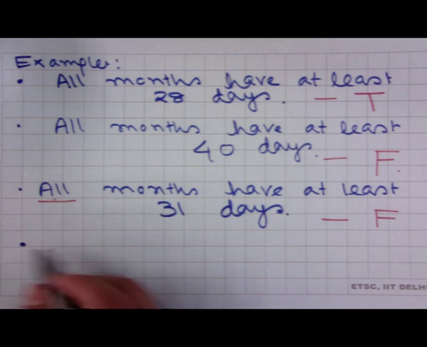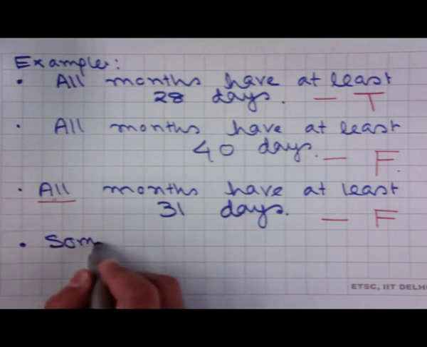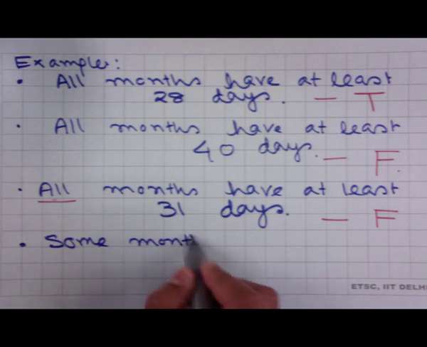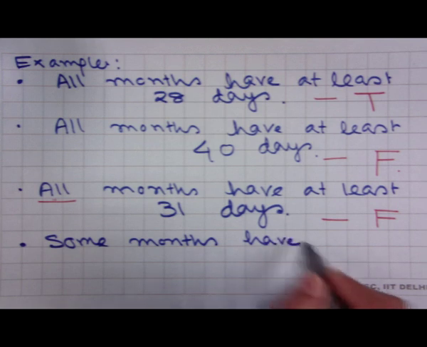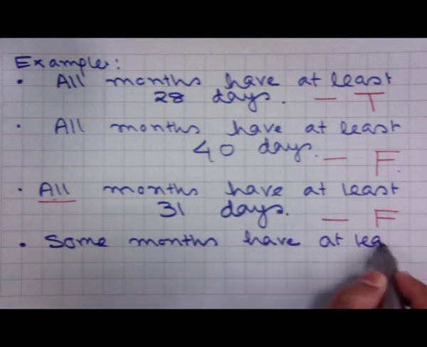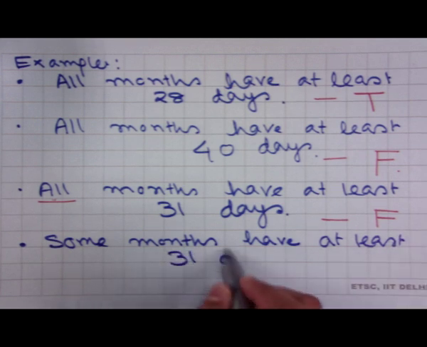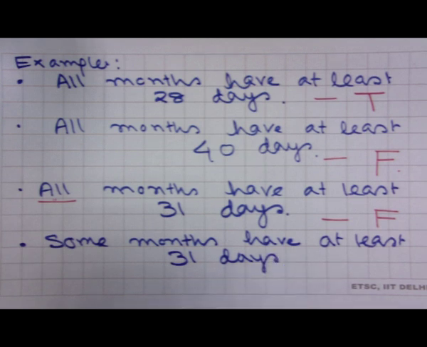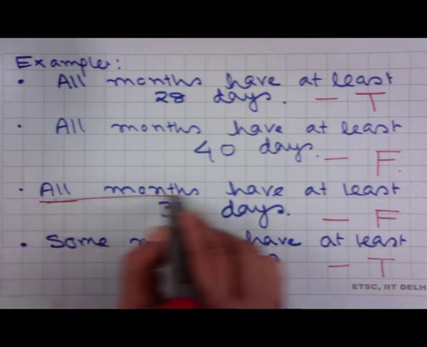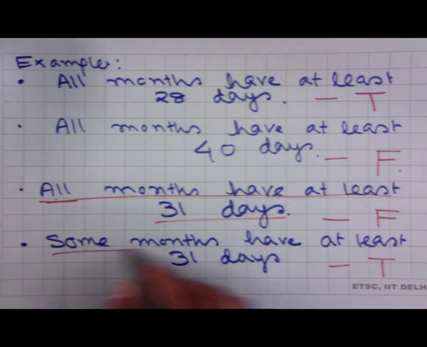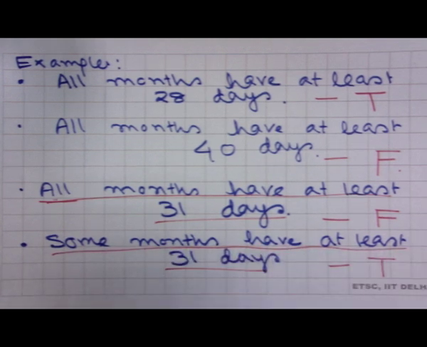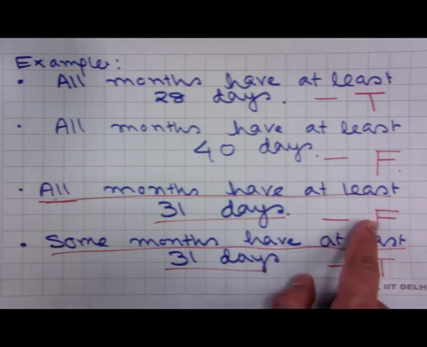But if I write some months have 31 days, then it is correct. I hope you understand the difference between this statement and this statement. These two are basically different statements, and therefore, we can see that this has a truth value true, but this has a truth value false.